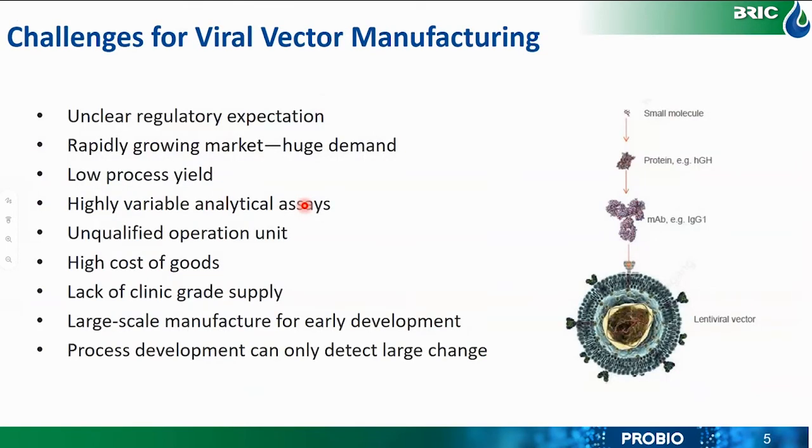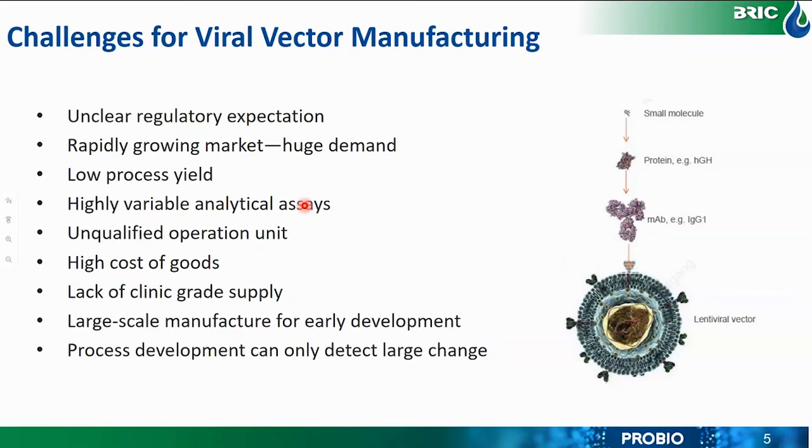To date, there are many challenges in viral vector process development and manufacturing. Currently, in different countries and regions, gene and cell therapy is a very hot study globally. There are unclear regulation expectations. Different countries have different regulations for gene and cell therapy products, but it is currently a rapidly growing market.